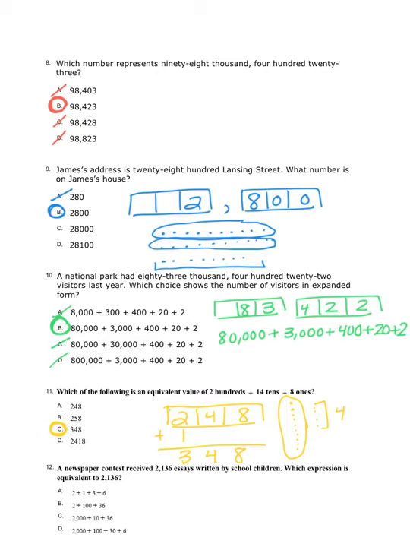Now let's look at number 12. A newspaper contest received 2,136 essays written by school children. Which expression is equivalent to 2,136? Well, I know that the value of 2,000s is 2,000. The value of 100 is 100. The value of 3 10s is 30, and the value of 6 1s is 6. So D would be the correct choice.